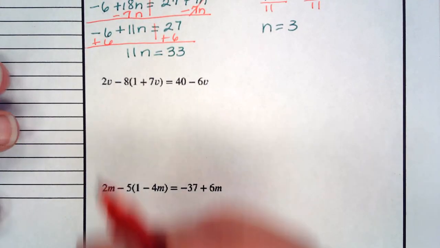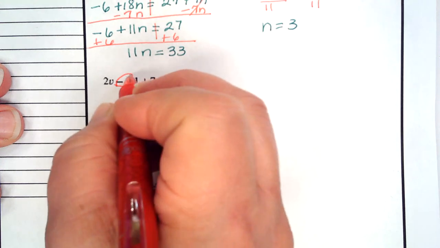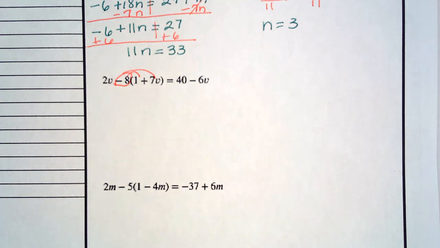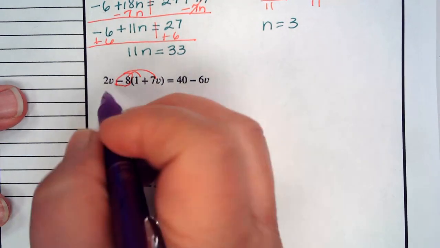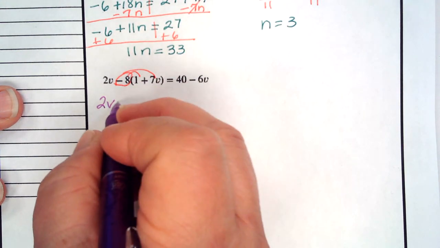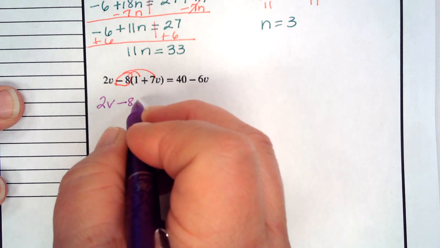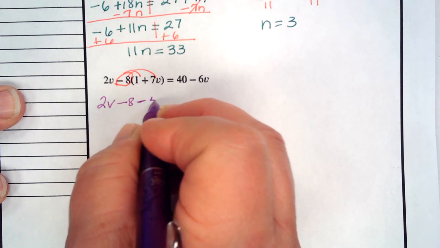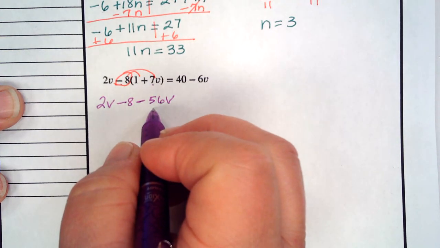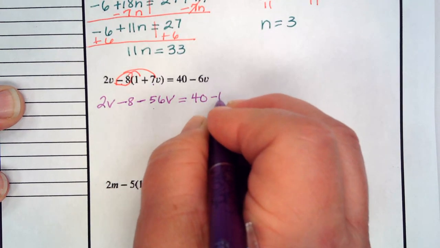Well, I hope you tried. If you're looking, this is a negative 8. You keep that symbol with the number you're multiplying by, and you have to distribute it. The 2v does not change. We're not going to do anything to the 2v, so just simply bring that down. Negative 8 times positive 1 is negative 8. Negative 8 times positive 7 is negative 56, followed by the v, is equal to 40 minus 6v.